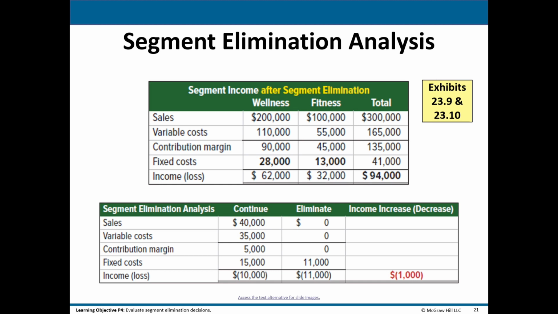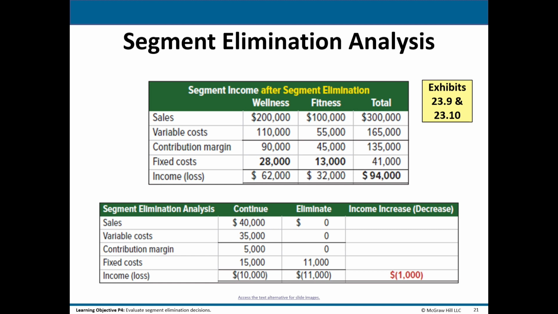We see that if the treadmill segment is eliminated, then total income actually decreases by $1,000 from $95,000 to $94,000. This means the treadmill segment should continue. We're not going to get rid of it. The same decision is made using the segment elimination analysis in Exhibit 23.10.